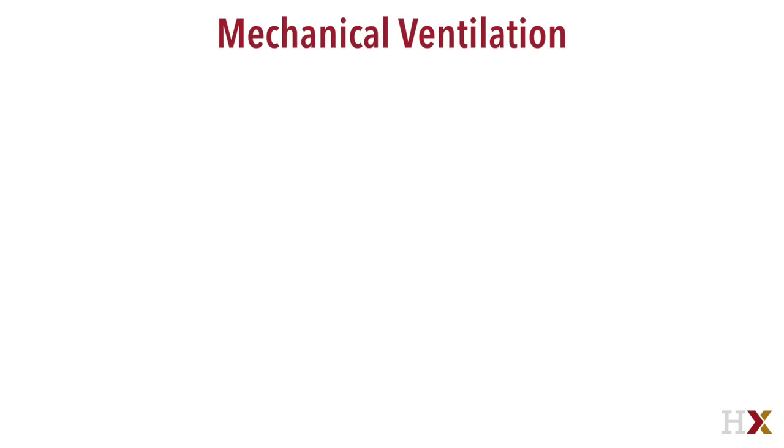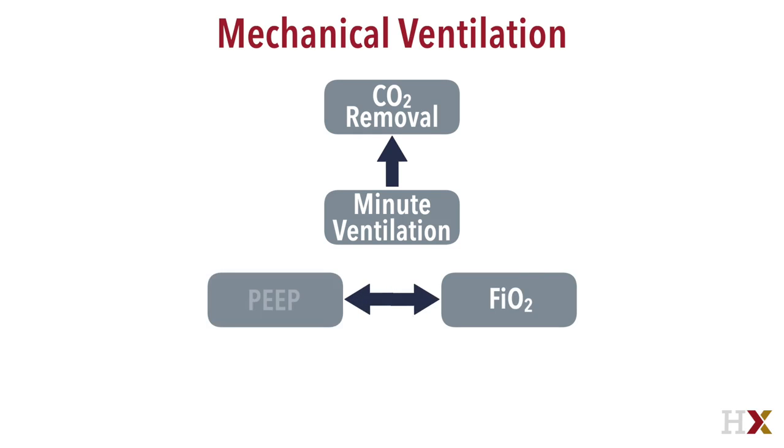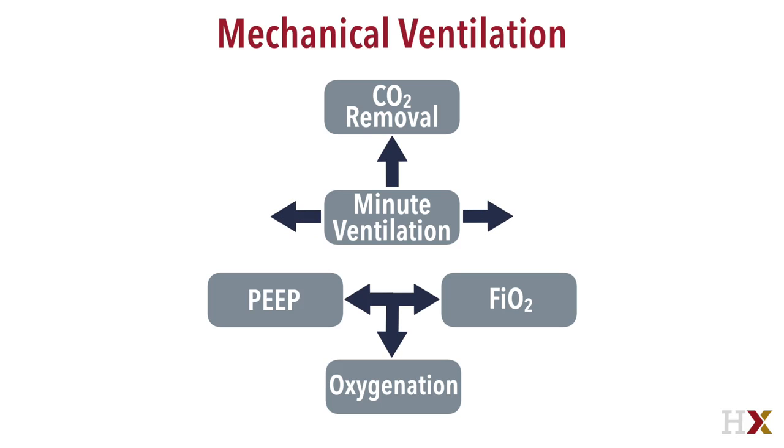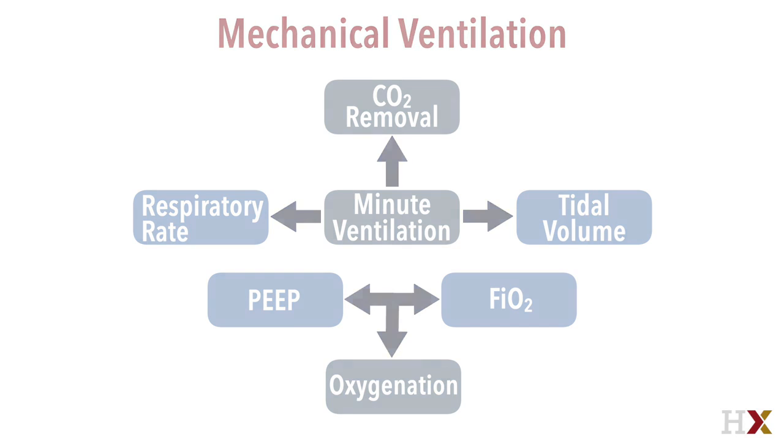Mechanical ventilation is generally separated into two goals: provide assist with minute ventilation to remove carbon dioxide, and provide FiO2 and maintain end expiratory lung volume with positive end expiratory pressure, PEEP, to maintain oxygenation. The elements that are used to adjust this, of course, are respiratory rate and tidal volume, or if you're using a pressure-targeted mode, you would adjust the pressure to get a tidal volume to affect minute ventilation, and of course, PEEP and FiO2 for oxygenation.